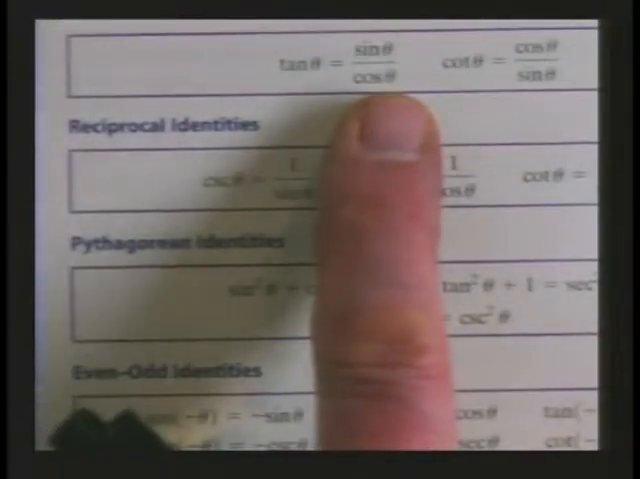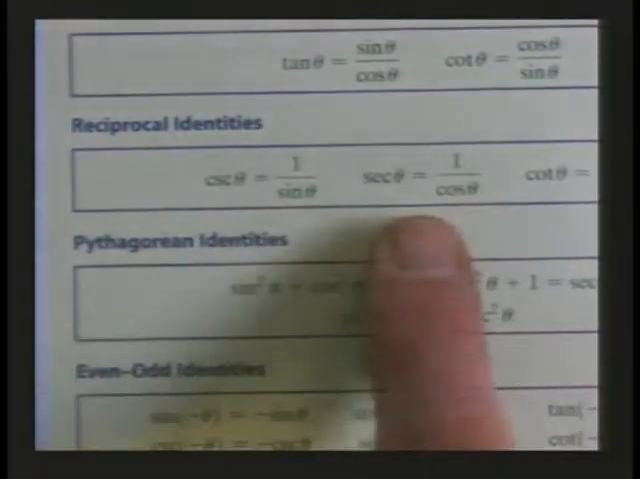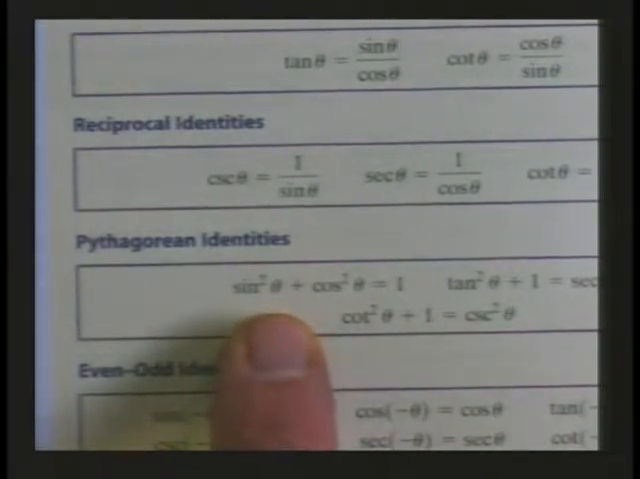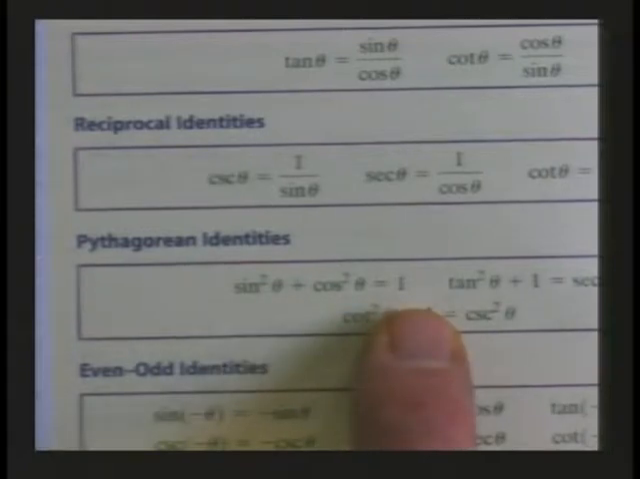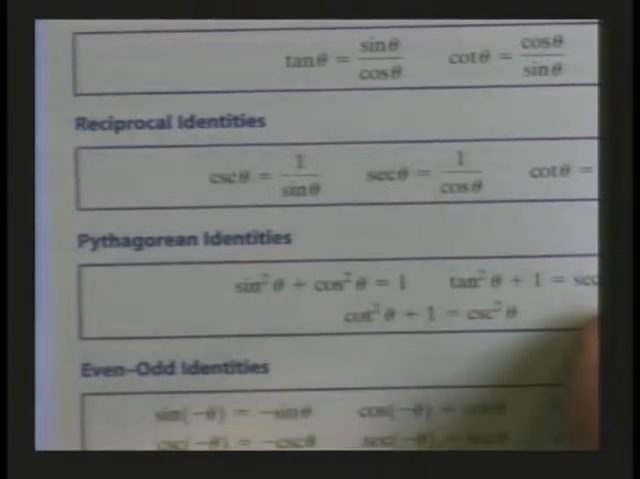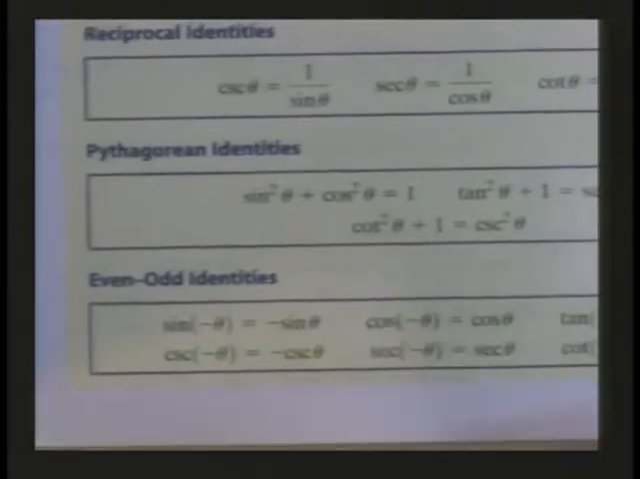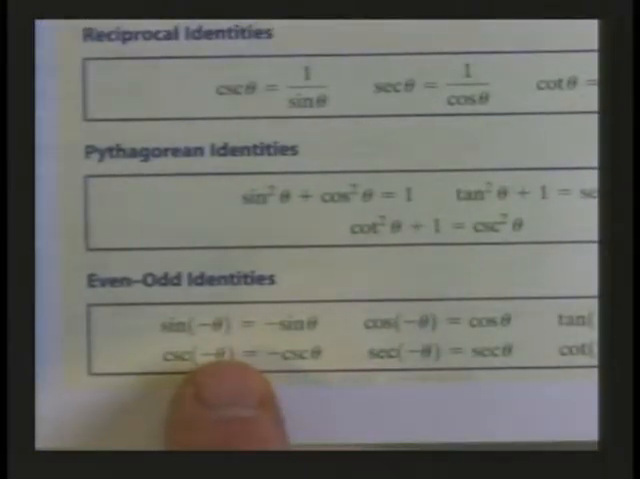So you know these. Tangent of the angle is the sine over the cosine. Here's your cotangent and your other ones that we're familiar with. And then come down here, sine squared, sine of the angle being squared, plus the cosine squared equals 1, the Pythagorean identity and the variations on it shown right here. And then don't forget, you also have your even odd ones, which we went over previously.